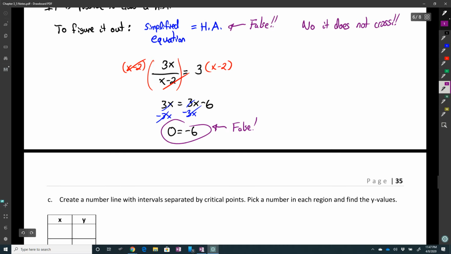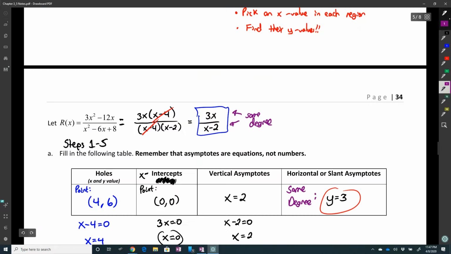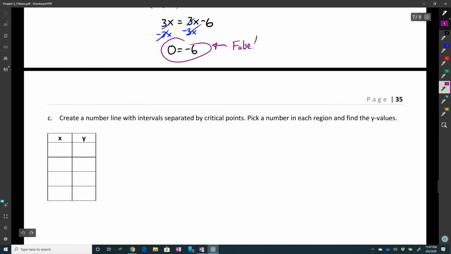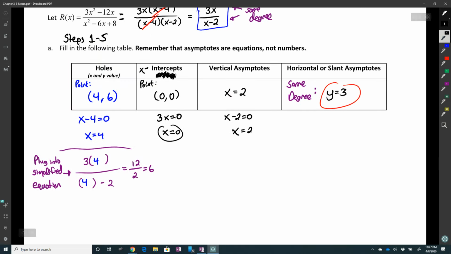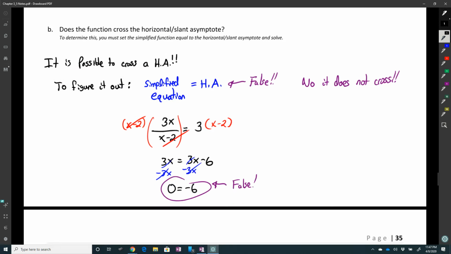All right, so now comes that part C thing, the tick mark thing that I was talking about earlier. So we have to create basically a list of numbers to help us make our graph. So first, we're going to write our critical numbers, our important x values, I should say. So my important x values were my x-intercept, my hole, my vertical asymptote. Looking back, the x-intercept was 0, the hole was 4, and the vertical asymptote was 2.